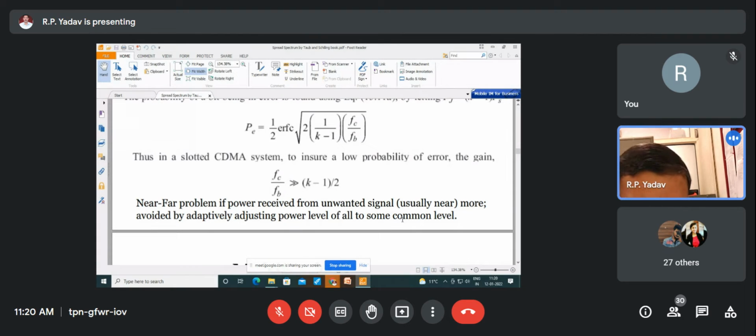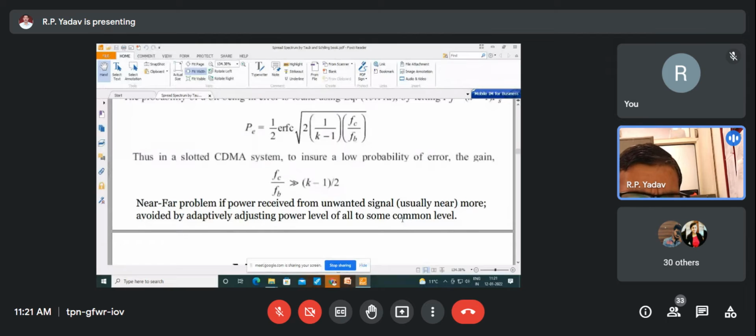So obviously, a person who is nearby the base station should transmit less power, and the person who is at a distance from the base station should transmit more power so that his signal reaches the base station in a recognizable form. This near far problem is there in a spread spectrum system. Of course, the solution is carried out by having some power control mechanism.